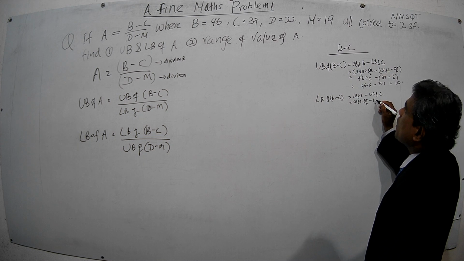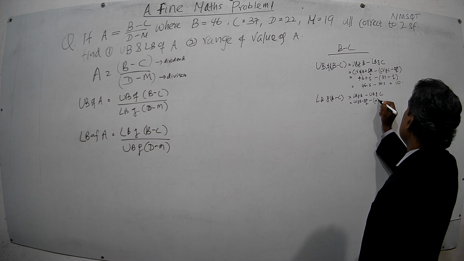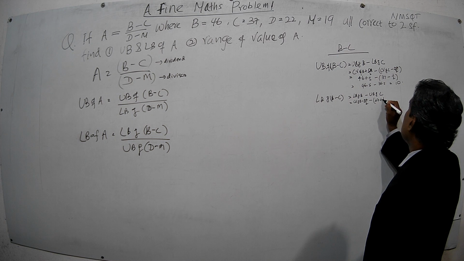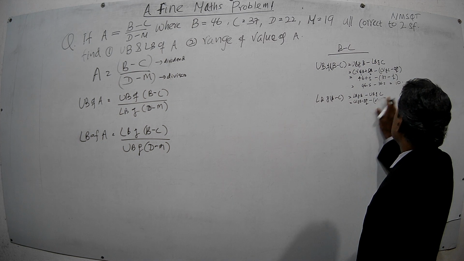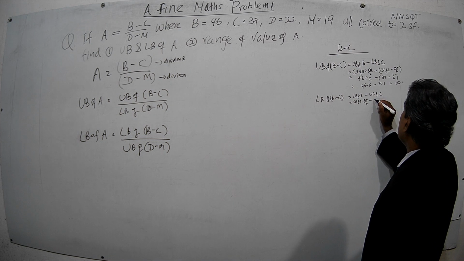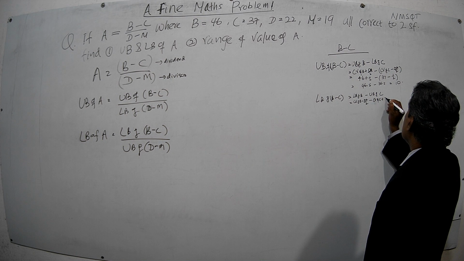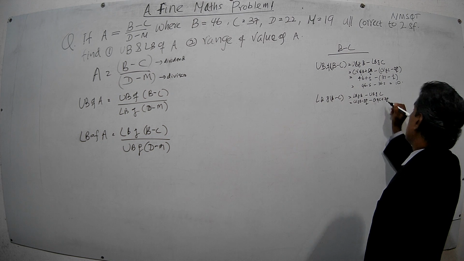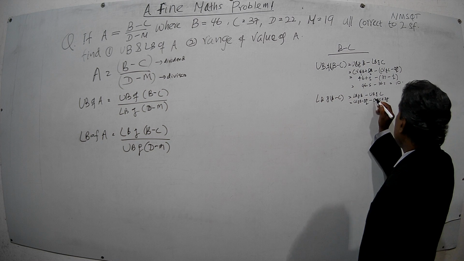Upper bound of C is how much? It is given, 37. Then plus degree of accuracy, that is the upper bound that should be taken here. Then it is 37 plus half. Upper bound of C means corrected value of C plus degree of accuracy over 2. So that is the formula, right?